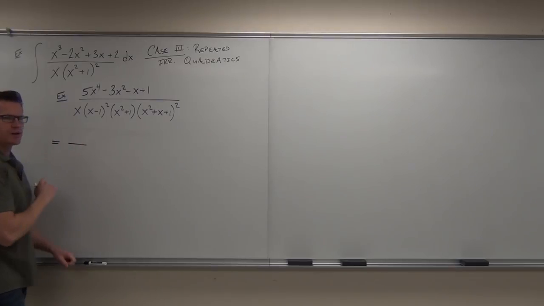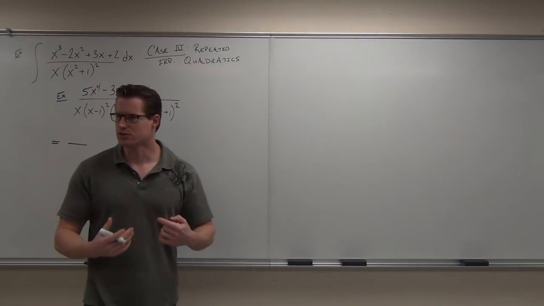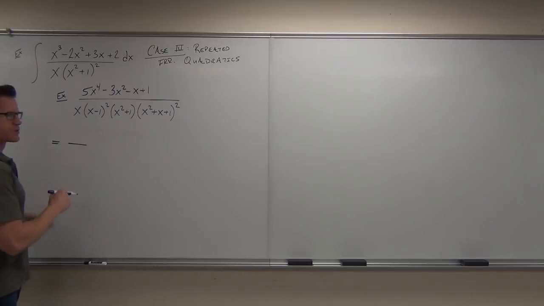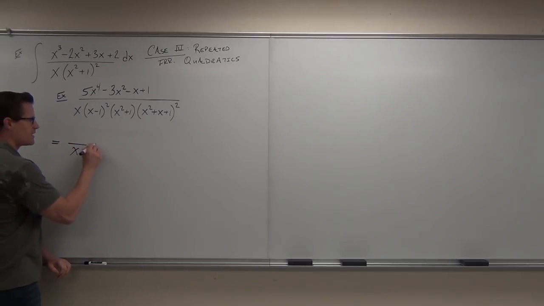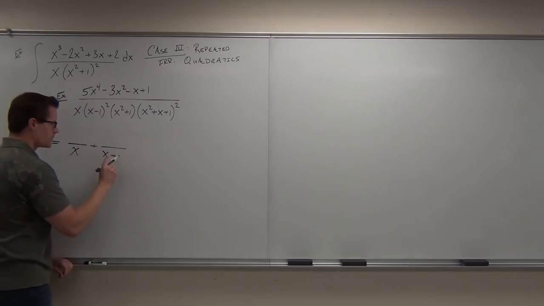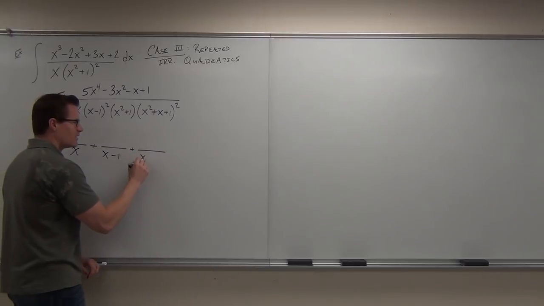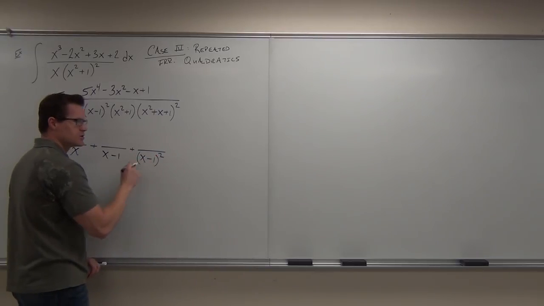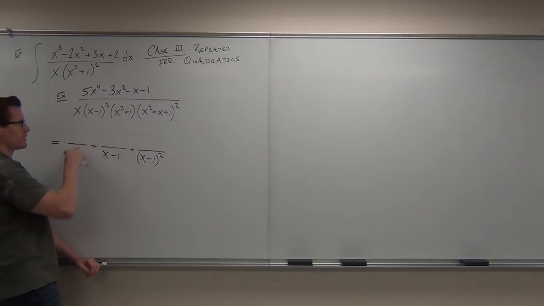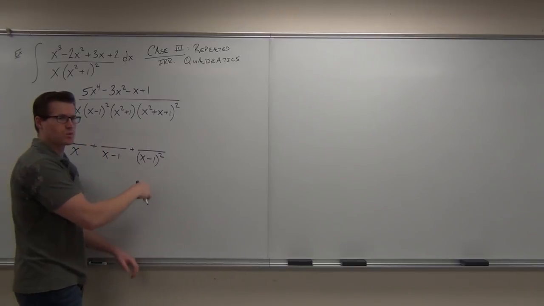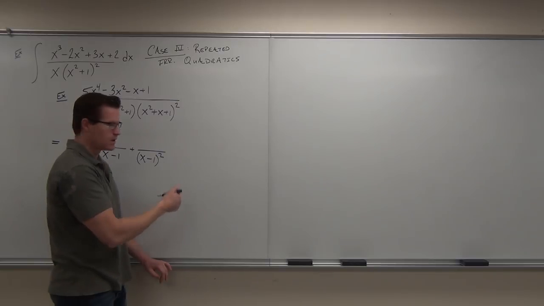Do you remember what to do with our factors here? Linear. What's the first one going to be? A over x. And then I'm going to have another one with x minus 1. With repeated factors, remember, when they're by themselves, no problem. When they're repeated, you put the first power, then you put x minus 1 squared, until you build up to the greatest power. So here we have x, x minus 1, x minus 1 squared. That's what repeated linear was.